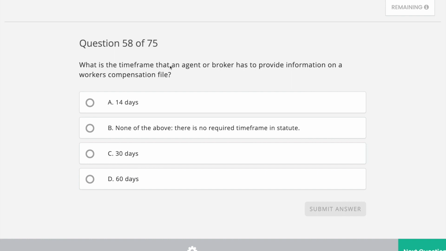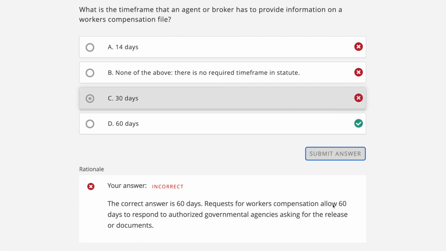What is the time frame that an agent or a broker has to provide information on a workers' compensation file? 10. I don't know. Let's say 30 days looks good. 60 days. That's the answer. Okay.